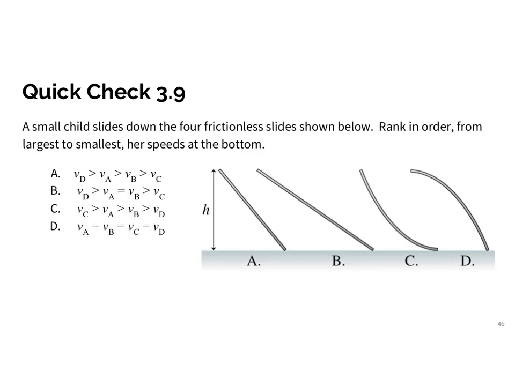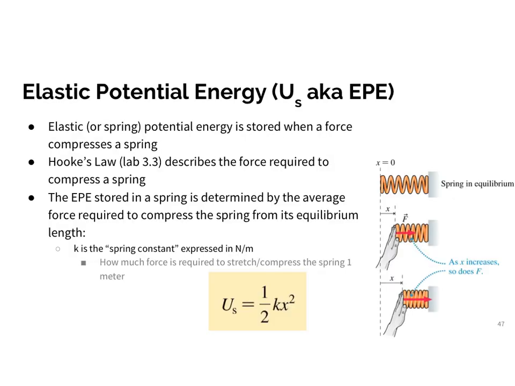All right, so we got another quick check. Now we're going down some different slides. And again, this is the same concept. If we all start at the same height, although we all go through different paths, when we hit the ground, we will all be traveling at the same speed. So it's independent of the path that you take.